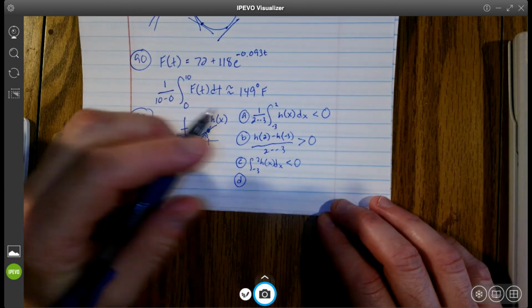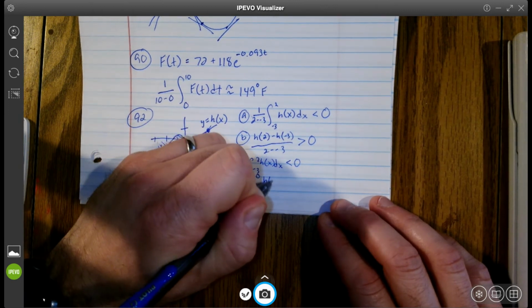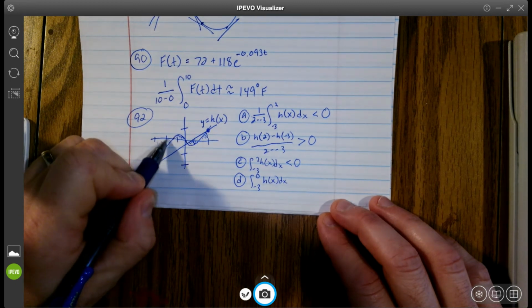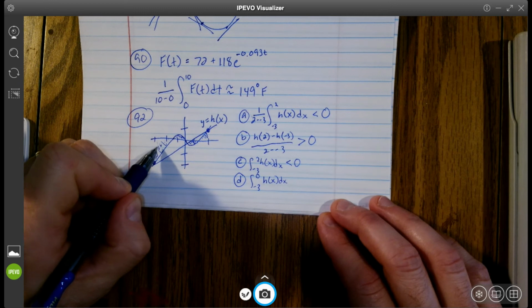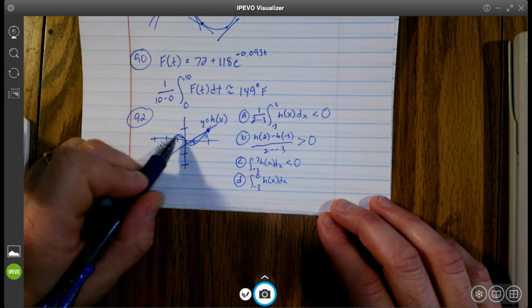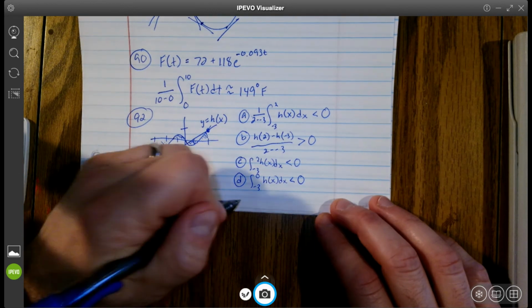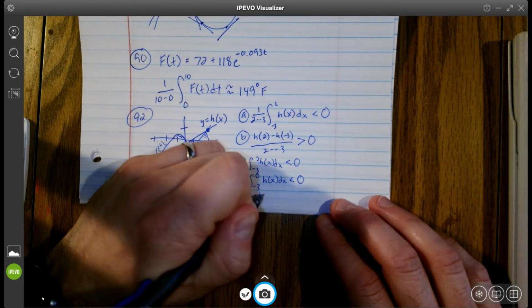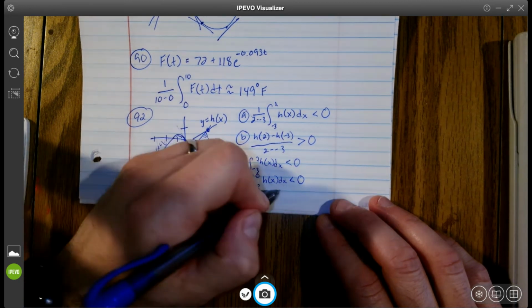D, the integral from -3 to 0 of h of x dx. So -3 to 0. That's just this area here and that area here, where very clearly the area under the x-axis is greater than that area. And so this would also be a value less than 0. And then lastly, E, h prime of 0. h prime of 0 is just the slope of the tangent line right here, very clearly a negative value.